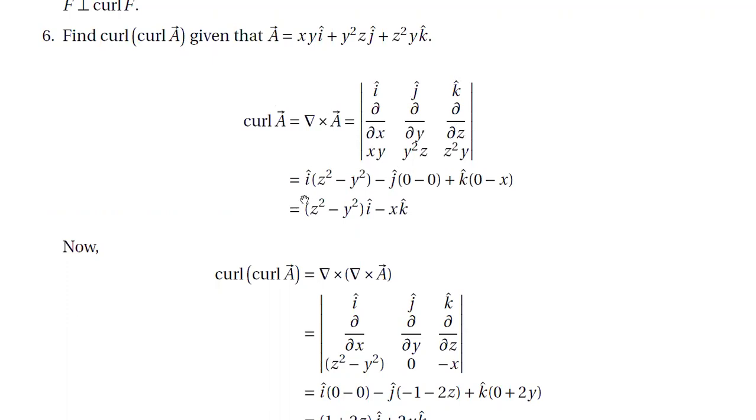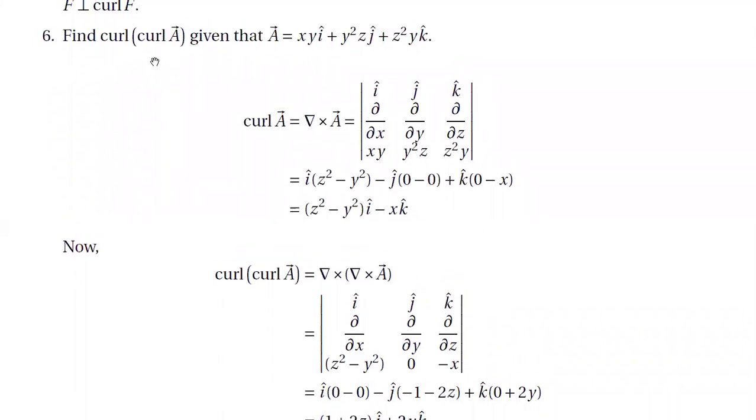So let's solve this determinant. We get i into, leaving the first column and the top row, we get dou by dou y of this term, that will give you z square. Dou by dou z of this term will give you minus y square. Leaving the second column and the top row, dou by dou x of this term will be obviously 0, minus dou by dou z of xy will be definitely 0, plus k into, leaving the third column and the top row, dou by dou x of y square z will be 0, dou by dou y of xy will be equal to x. So if you solve it further, you get z square minus y square i, this is anyway 0, and here you get minus x k.